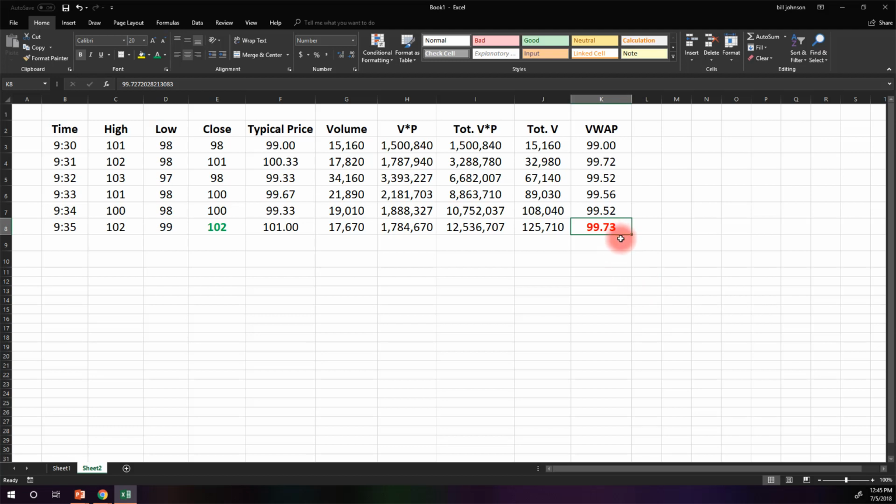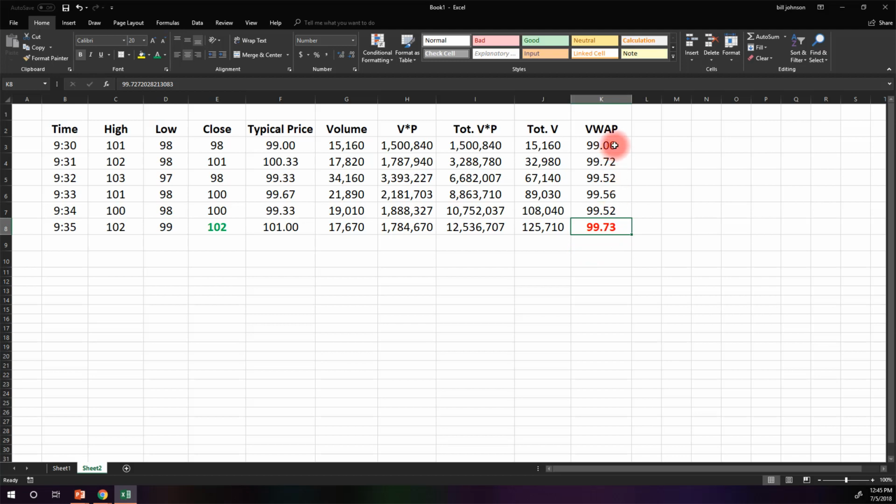Notice that it is significantly less than the closing price of 102 over here. So if we were looking at a real platform in real time, the current stock price would be 102, but the VWAP would be 99.73. So this would actually show that we're kind of trending up. The current price is much higher than the average.